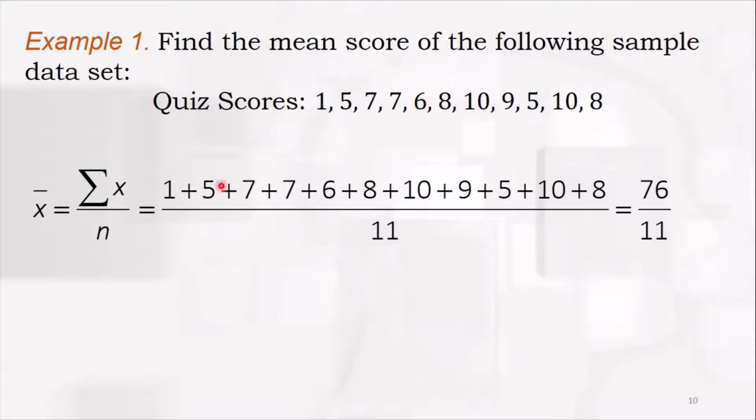So the sum of the scores is 76 and our number of scores is 11. So 76 divided by 11 will give us 6.9090 and yung convention natin the standard will be to the nearest hundreds. Okay, so the nearest hundred, so we have 6.91. Okay, so the mean then for the quiz of the students is 6.91.